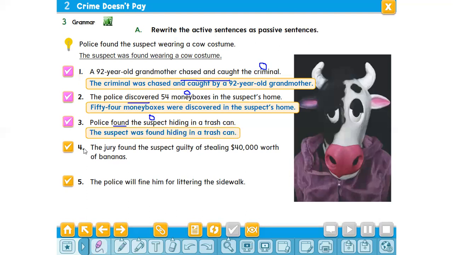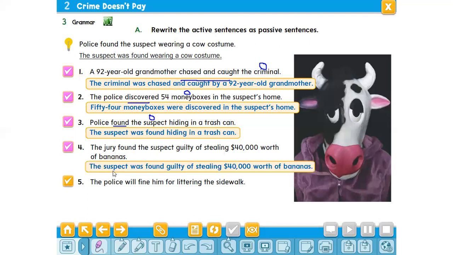Number 4, the jury found the suspect guilty of stealing $40,000 worth of bananas. The verb here is found, and the object is suspect. The suspect was found guilty of stealing $40,000 worth of bananas.